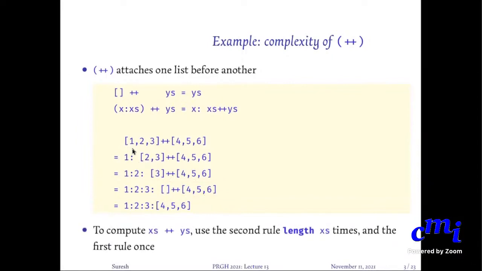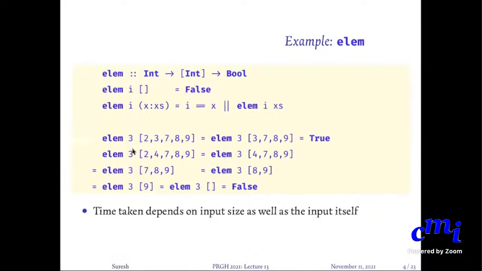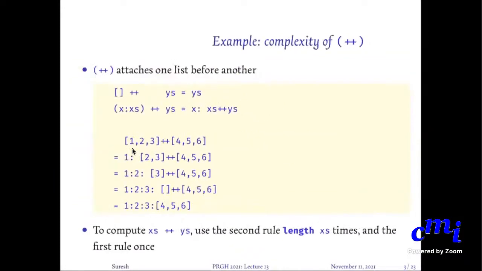So to compute xs ++ ys, use the second rule length xs times and the first rule once. So here you have some input, and the number of steps required depends on the input size, because it doesn't matter what elements xs has. It doesn't even matter what type xs and ys have.